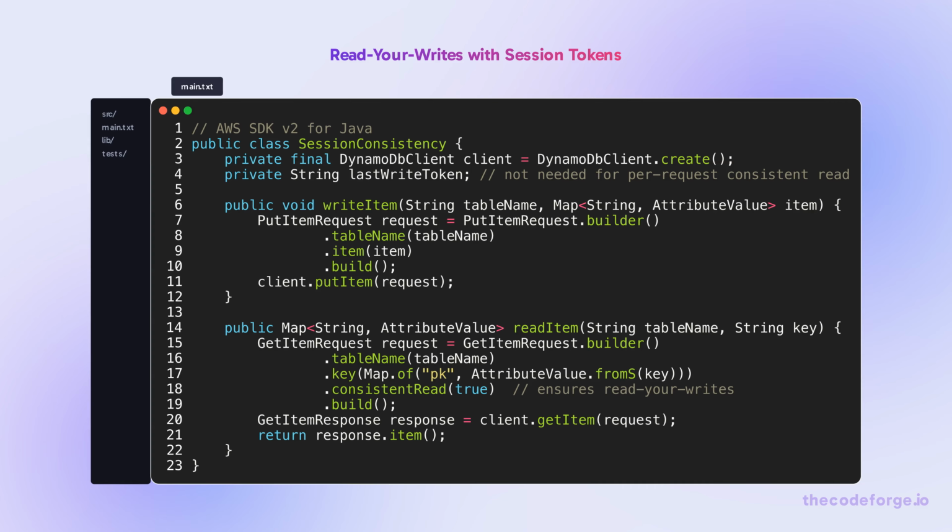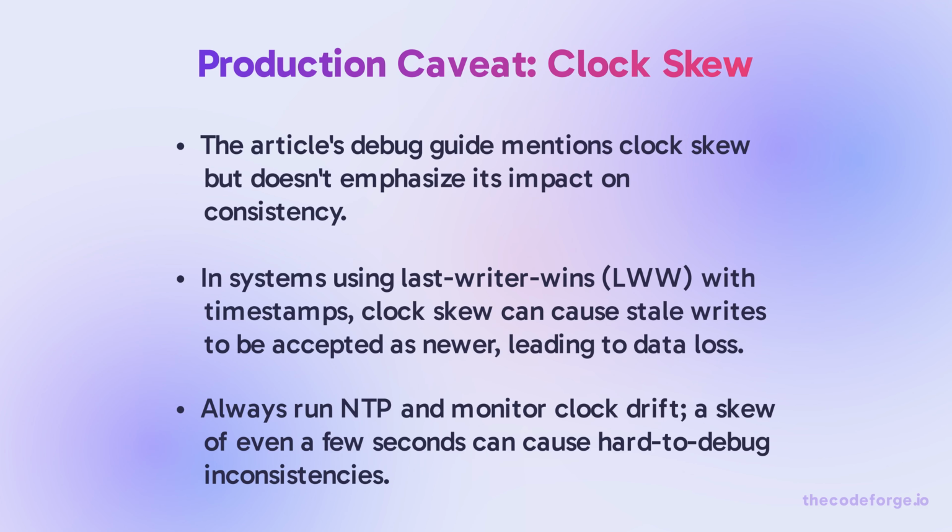The article mentions session tokens for read-your-writes but doesn't show code. Here's a concrete example using DynamoDB's consistent read per request, which ensures the writer sees their own writes without needing sticky sessions. The article's debug guide mentions clock skew, but doesn't emphasize its impact on consistency.